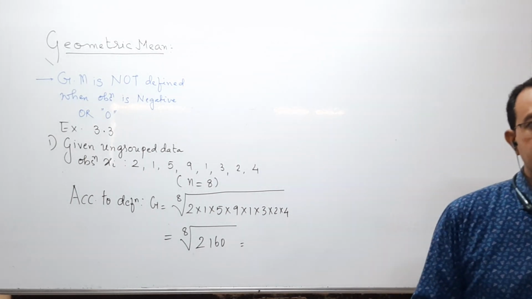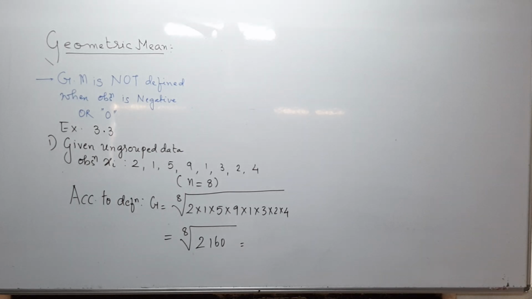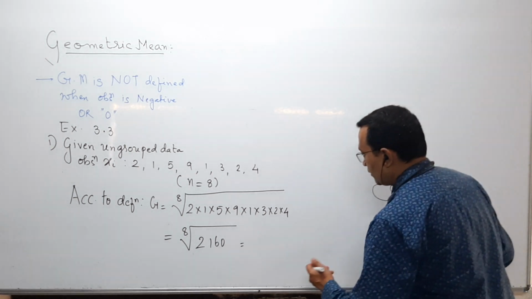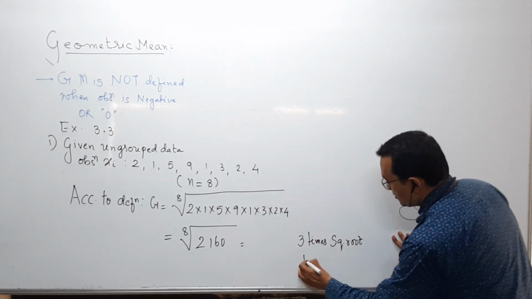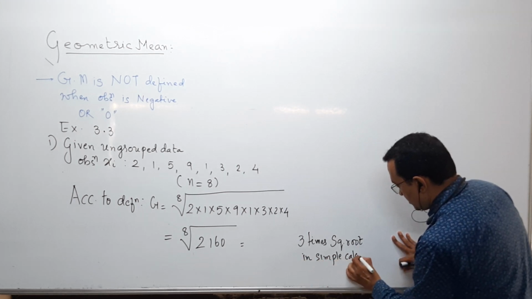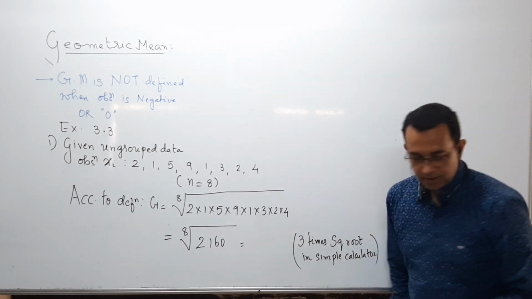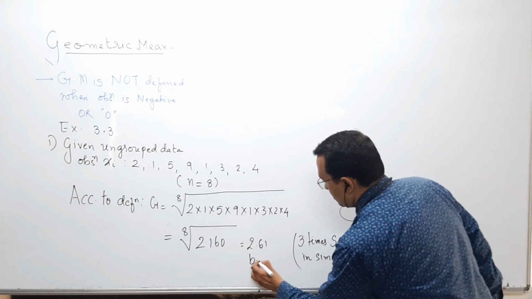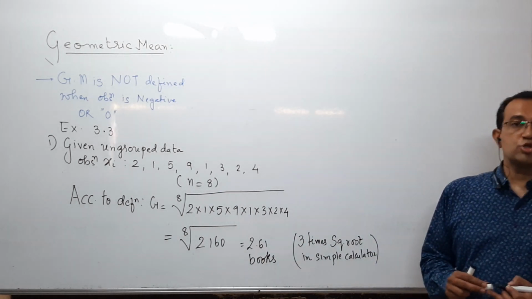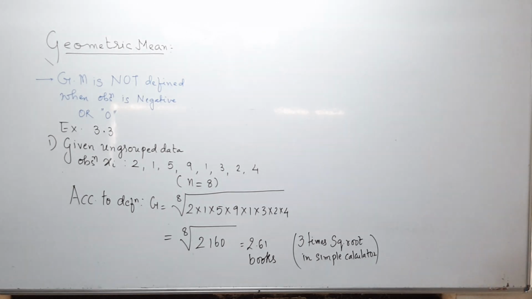Now, students, 8th root means you have to take the square root 3 times in a simple calculator. Your answer will turn out to be 2.61 books. So, students, we can easily find the 8th root using your simple calculator. 3 times you have to take the square root. First find the square root of 2160. Whatever answer you get, again find the square root. Whatever answer you get, again find the square root. 3 times the square root in a simple calculator will give you the 8th root.